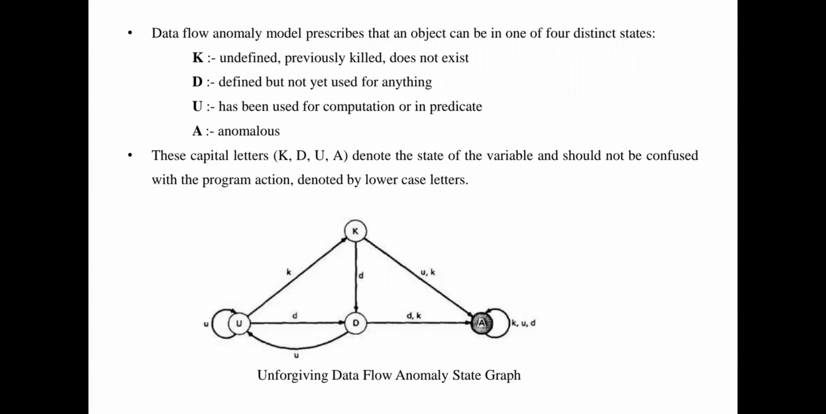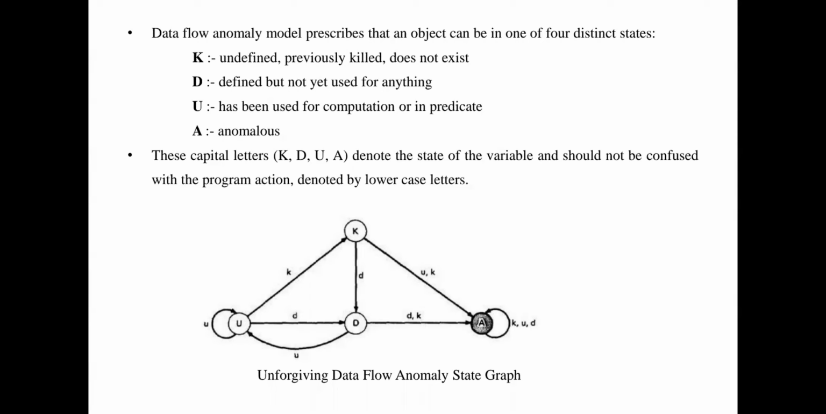If an attempt is made to use it or to kill it, the object state becomes an anomaly. So if you go for usage from the kill state, then it goes to anomaly. So from the K state, you need to go only to the defined state. Here, when you go to any usage state, it goes to anomaly state A. So UK represents the anomaly state. You are using the data which was killed.